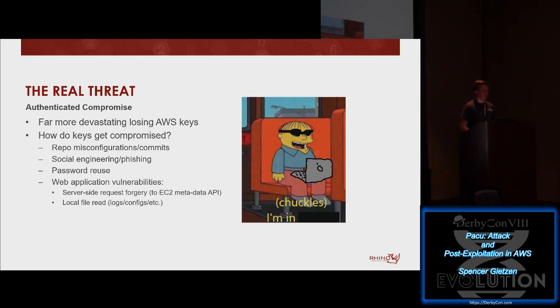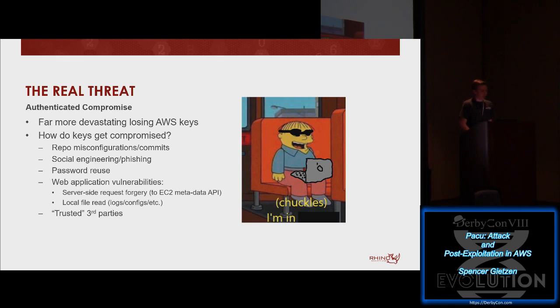It's really common. Web application vulnerabilities are even more common from what I've found. With server-side request forgery, you can contact the metadata of an EC2 instance, which gives you temporary credentials if there's an associated set of credentials for that, as well as local file read through really any method, just to read configurations, logs, and other files that might contain credentials.